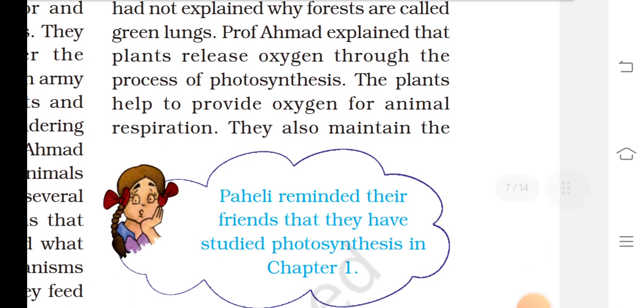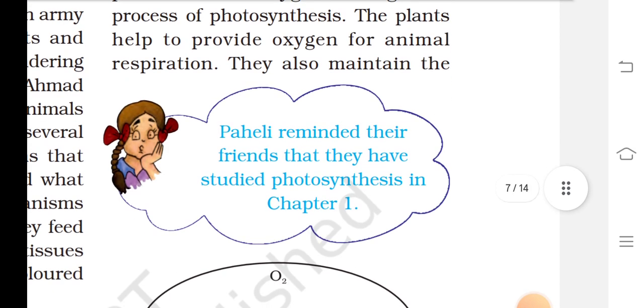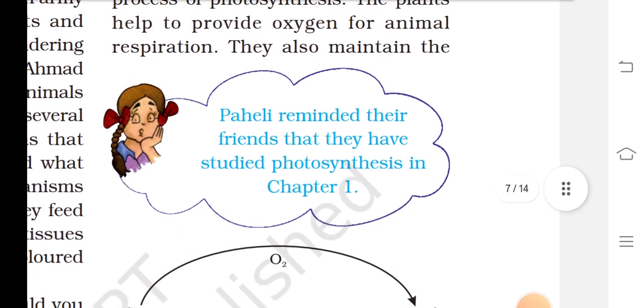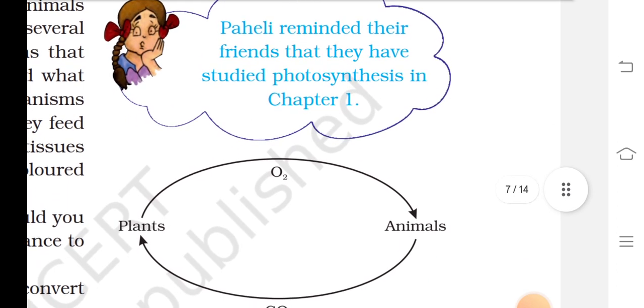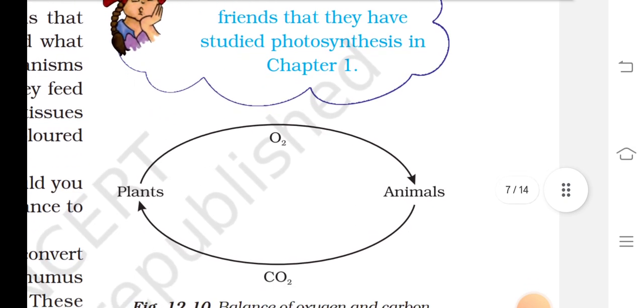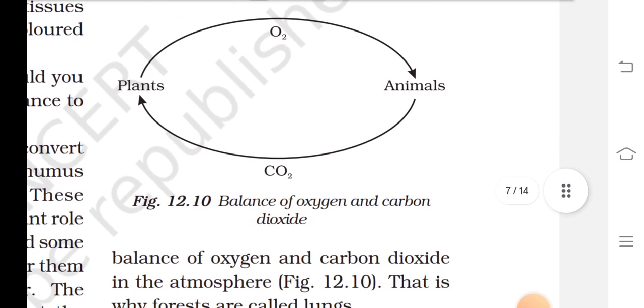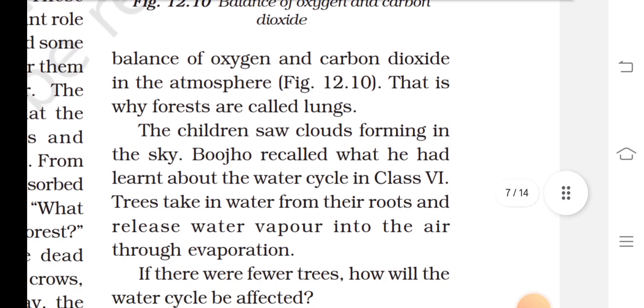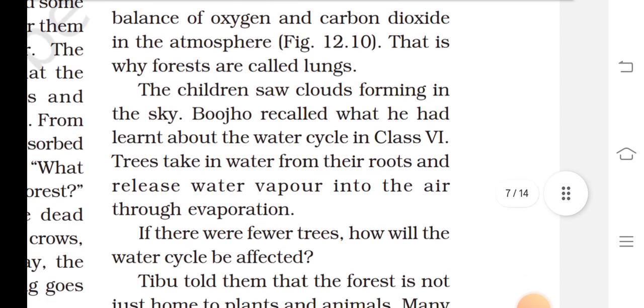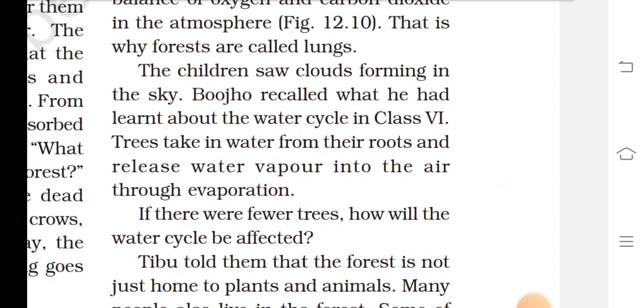Prof. Ahmed explained that plants release oxygen through the process of photosynthesis. The plants help to provide oxygen for animals' respiration. They also maintain the balance of oxygen and carbon dioxide in the atmosphere. Paheli reminded their friends that they have studied photosynthesis in chapter 1. That is why forests are called lungs.